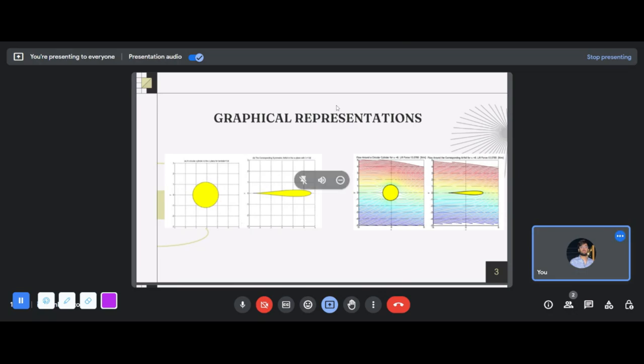Now let's see the graphical representation. We have two graphical representations. First is the graphical representation of a simple body. Suppose this is an aircraft and this is a plain simple circular body. When it comes to the interaction of the airflow, it bends, as you can see in this diagram, into the shape of a small leaf-like structure. It helps the aircraft to travel more easily.